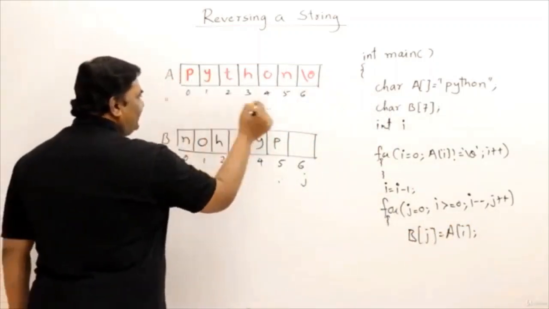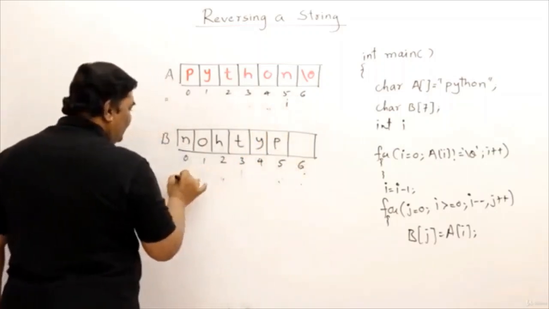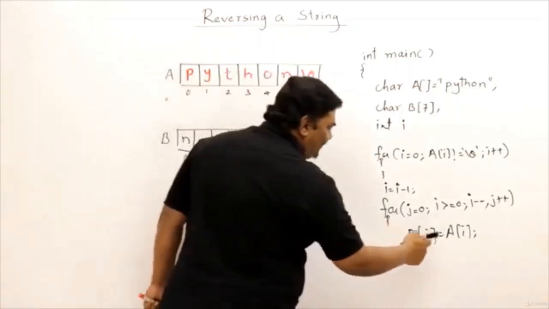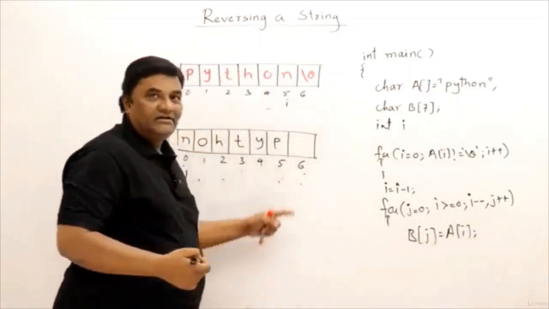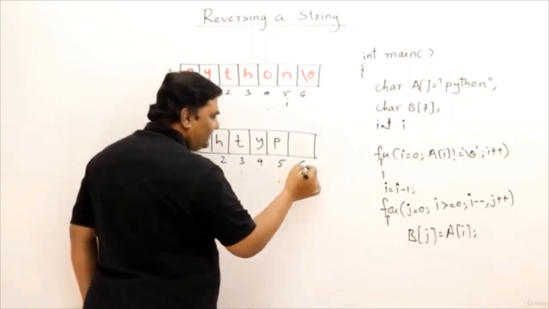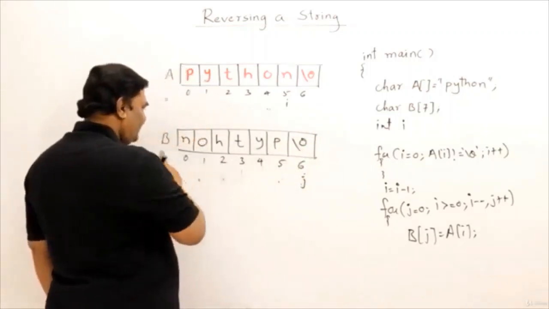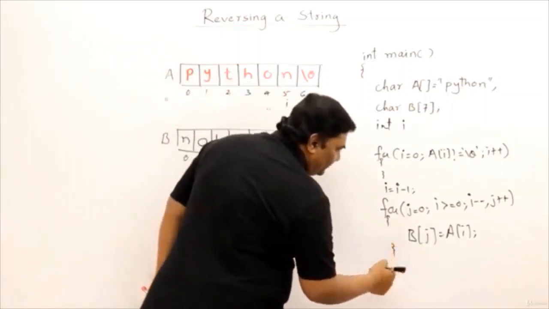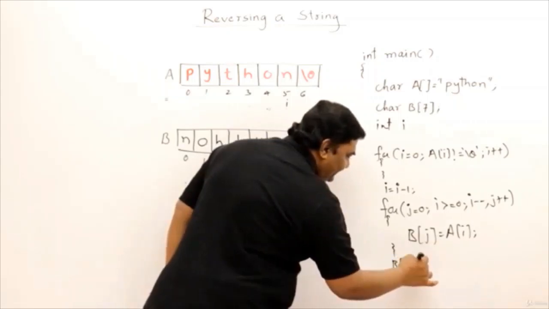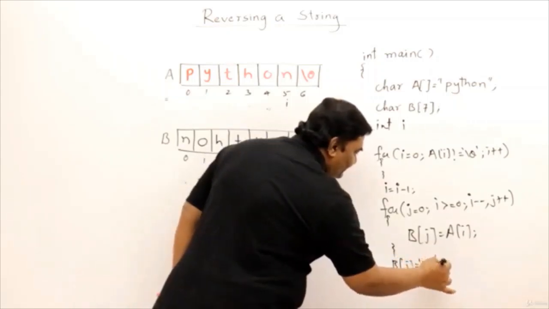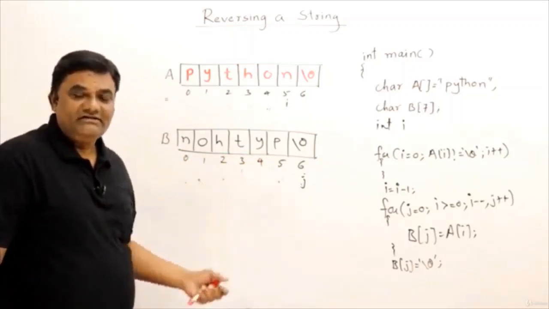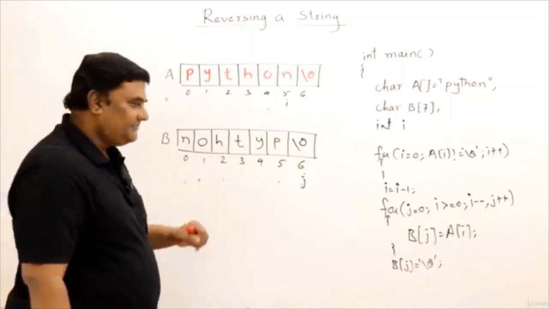See, initially when I was here, if you look at this, J was here, copy the element of A of I in B of J. So B of J assign A of I. So after finish copying all the elements, when the J has reached here, I should add \0 here in B. So after the for loop, once I have finished everything, then B of J should be assigned with \0. Now this becomes a string. It was an array of characters. Now along with the \0 it has become a string.